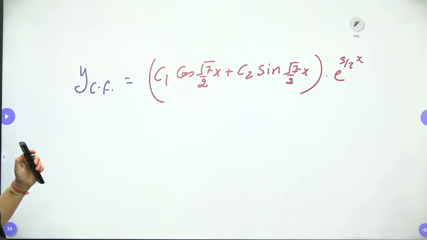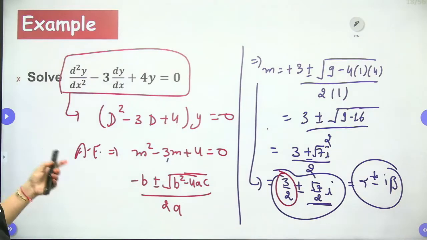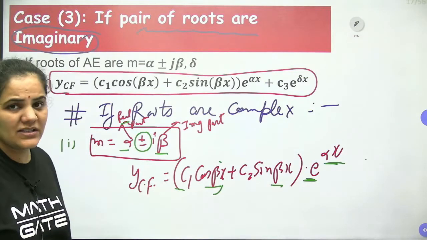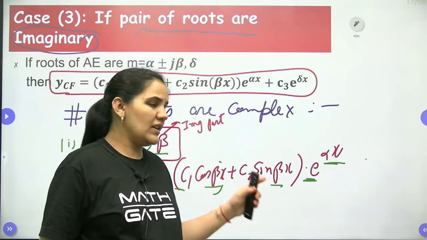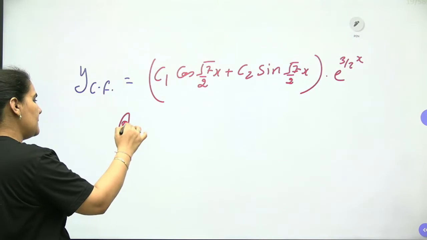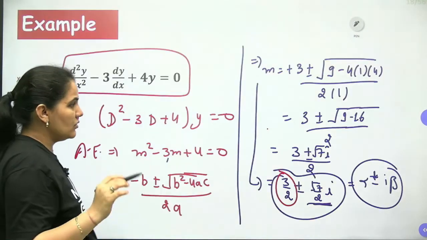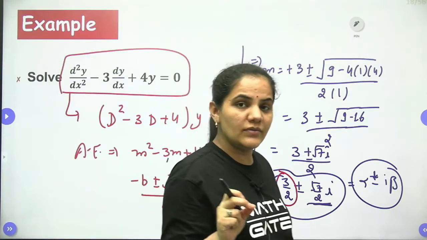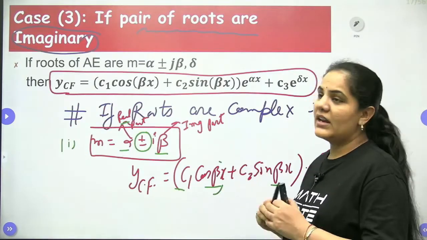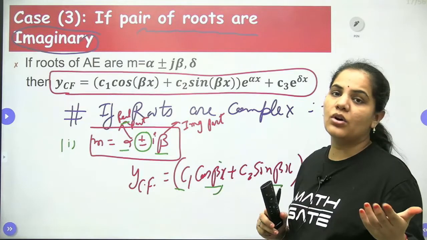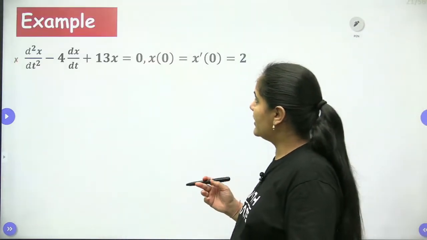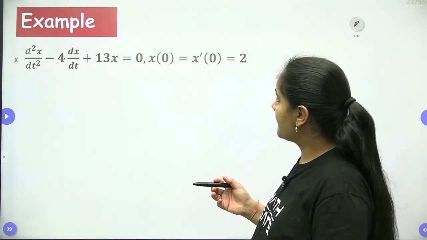So finally this will be your CF. So you can conclude here. It will be C1 cos beta x plus C2 sin beta x, as I already told you. So this is the final answer, and this will be the CF. This happens when we have a root which is complex, exactly a pair of complex roots or imaginary roots. Now let's have discussion on one more case. One more question we are having.